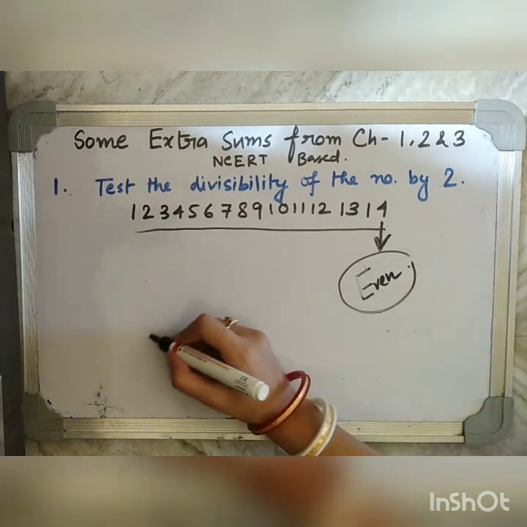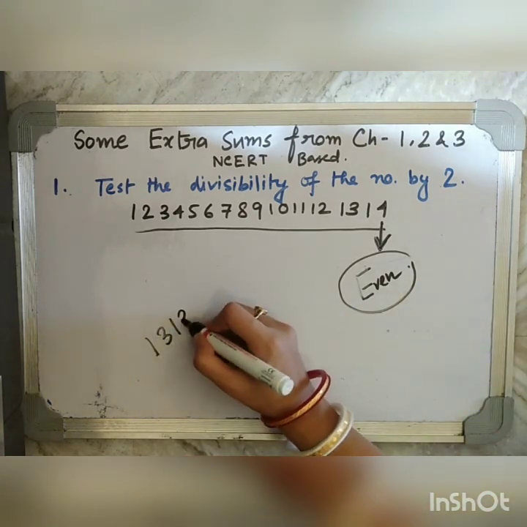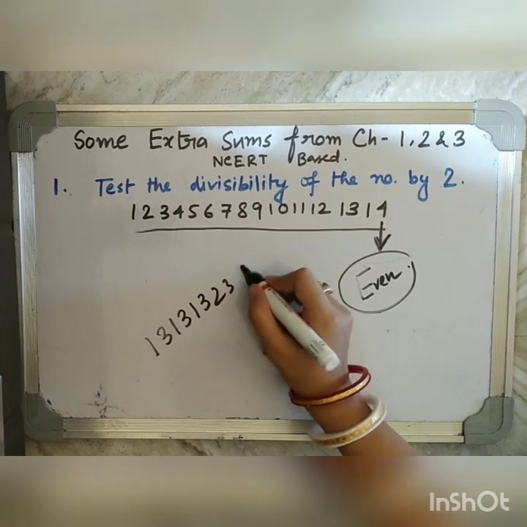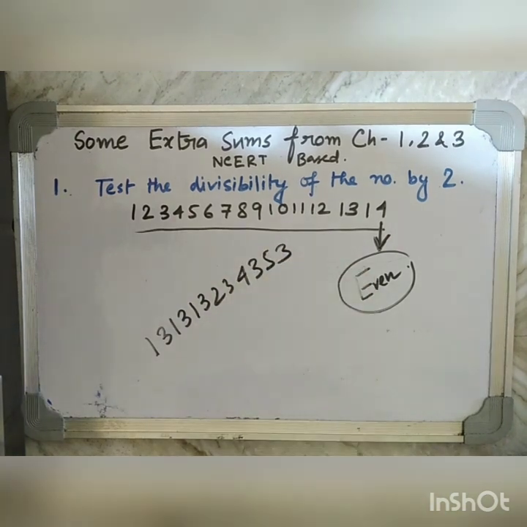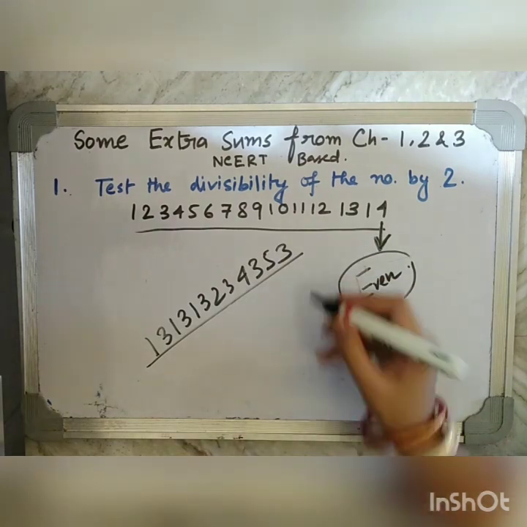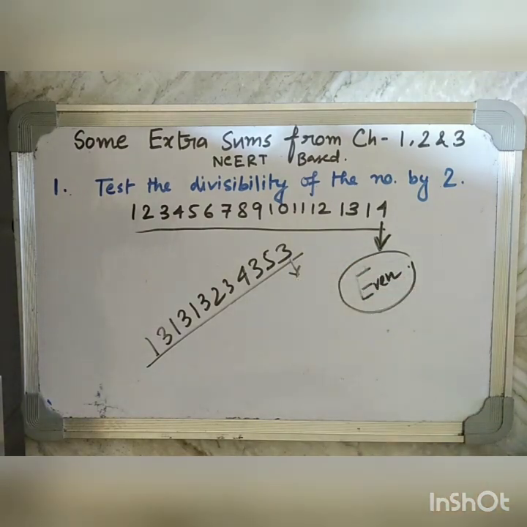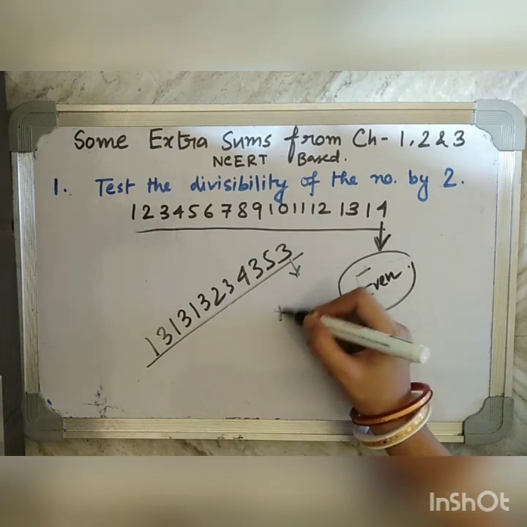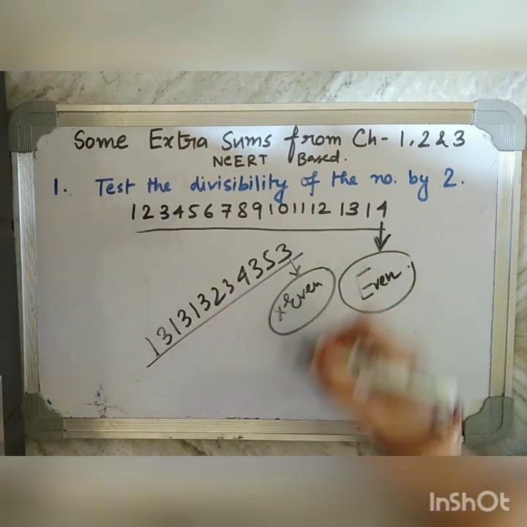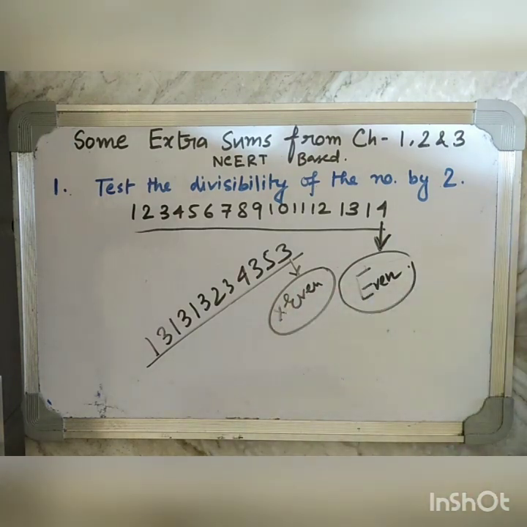Now, if a number is given in this way, for this big number also we will check the unit place digit, which is 3. 3 is not an even number. So we can easily say that this number is not divisible by 2. The numbers which have an even digit in the unit place are the ones divisible by 2. Now let's come to the next test.